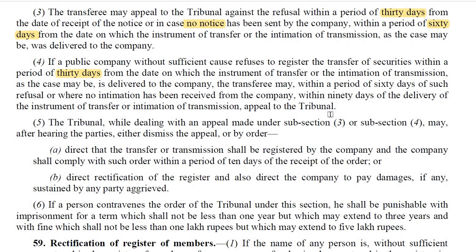appeal to the tribunal. A tribunal, while dealing with an appeal made under subsection 3 or subsection 4, may, after hearing the parties, either dismiss the appeal or by order direct that the transfer or transmission shall be registered by the company, and the company shall comply with such order within a period of 10 days of the receipt of the order. It may also direct rectification of the register, and also direct the company to pay damages, if any, sustained by any party aggrieved.